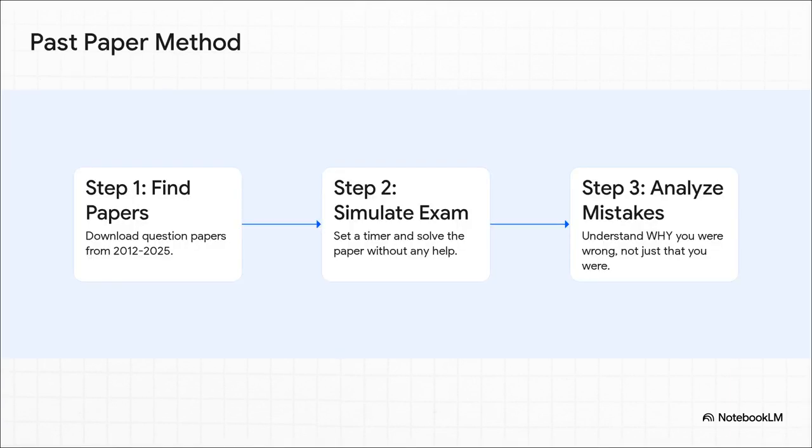One of the most powerful strategies out there is what I call the 3-step past paper method. It's simple. Step 1, get your hands on as many past papers as you can. Step 2, solve them like it's the real thing. I mean, a timer, no notes, no help. And step 3, the most important step, analyze your mistakes. Don't just see what you got wrong, you have to understand why you got it wrong.